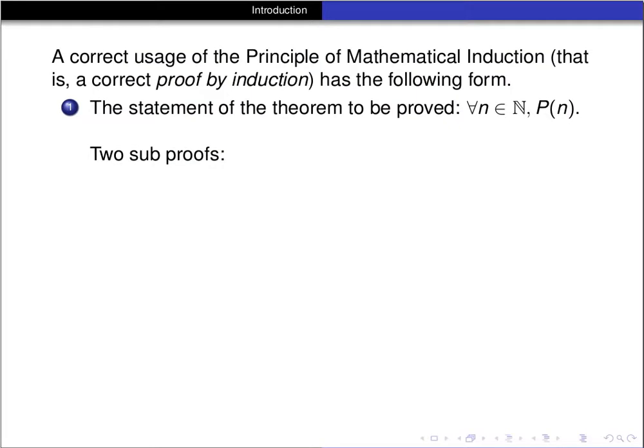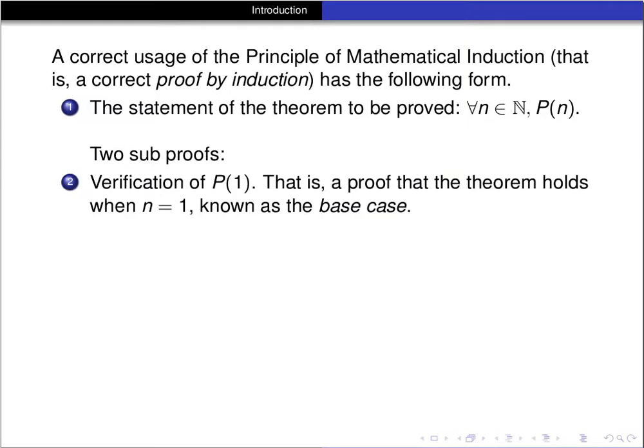A correct usage of the principle of mathematical induction, that is, a correct proof by induction, has the following form. A statement of the theorem to be proved, so some statement to the effect that for all natural numbers n, P(n). That would be the statement that you want to prove. Two subproofs. A proof of P(1), showing that the statement is true when n equals 1. That's known as the base case.